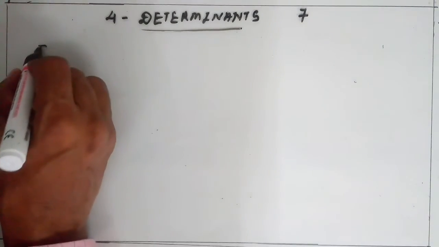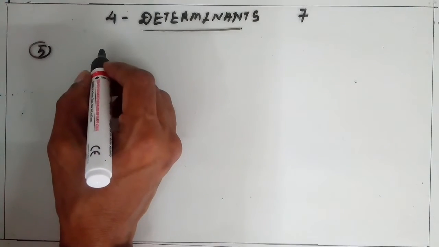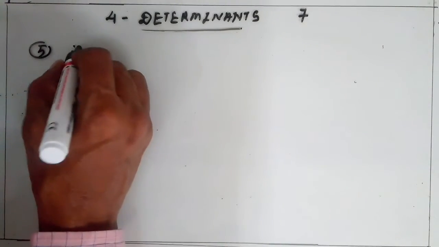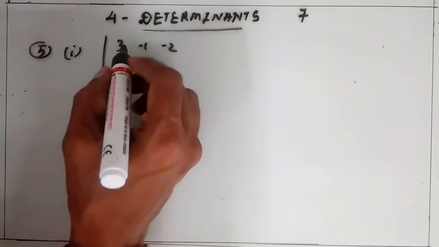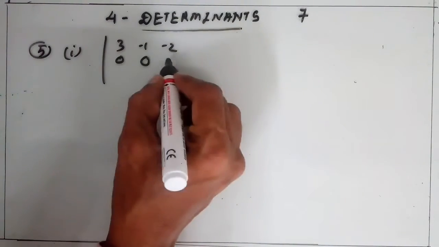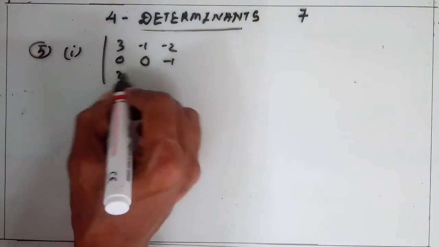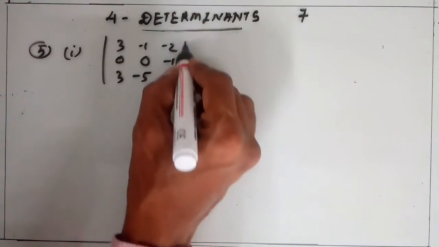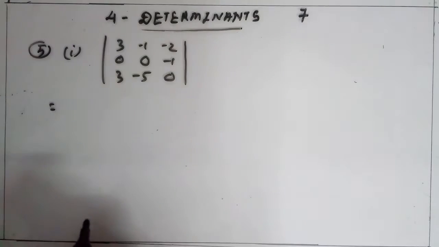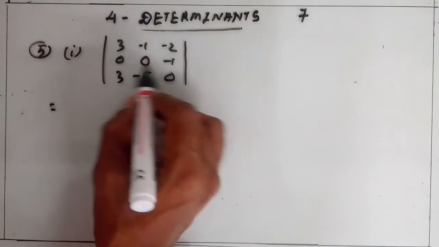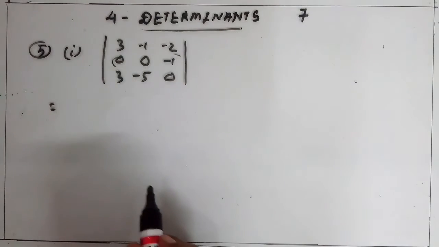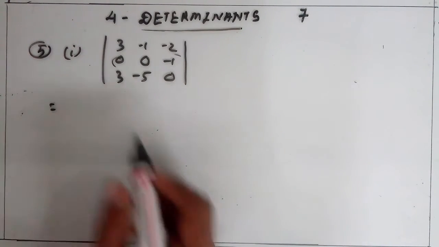Now question number 5. Evaluate the determinants. Number 1: 3, minus 1, minus 2, 0, 0, minus 1, 3, minus 5, 0. You know how to evaluate these determinants. Here the second row contains 2 zeros. So using this second row, we get the value of this determinant.